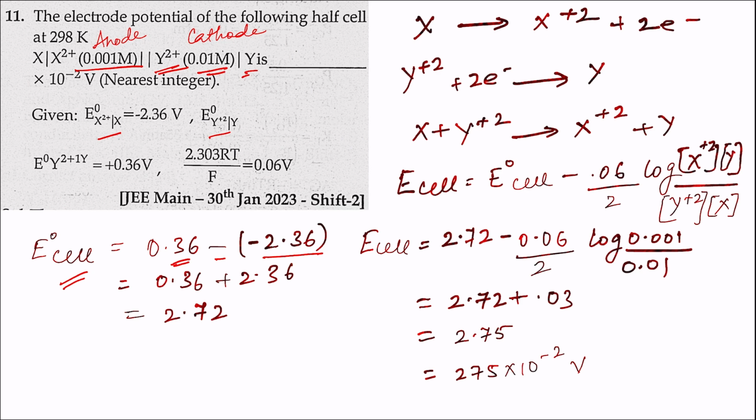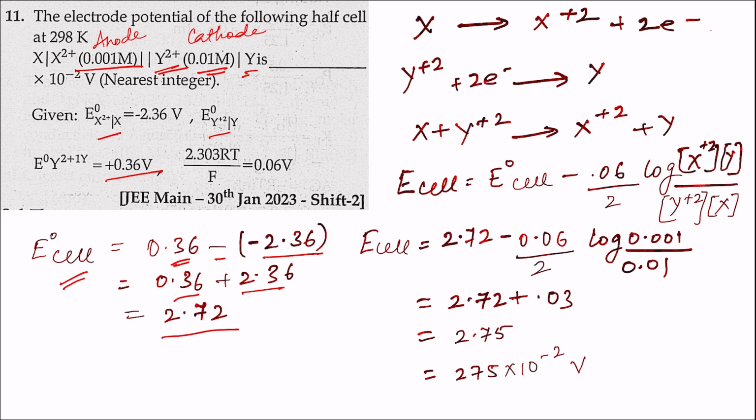So E naught cathode is 0.36 minus, in brackets, E naught anode, which is minus 2.36. Solving, E naught cell is 2.72.